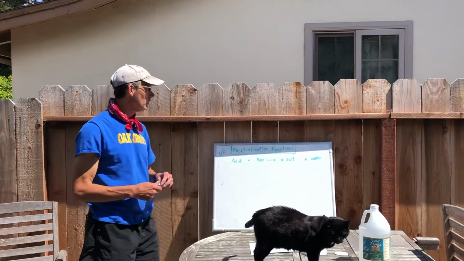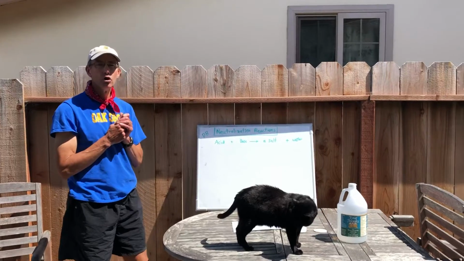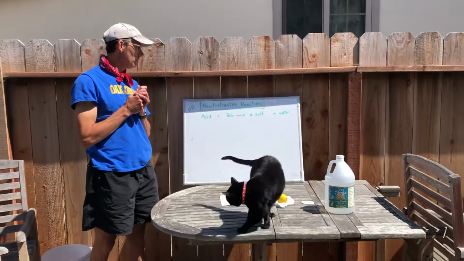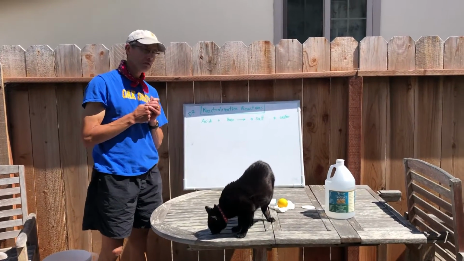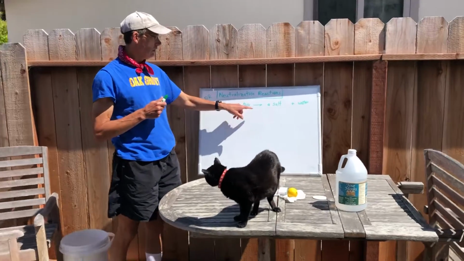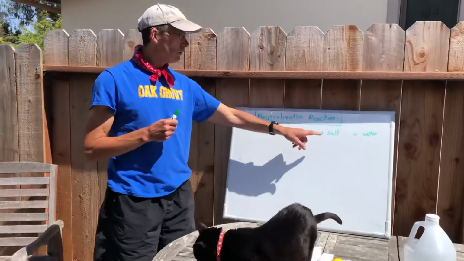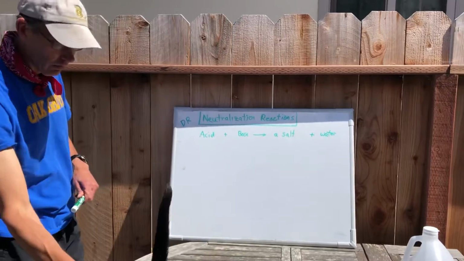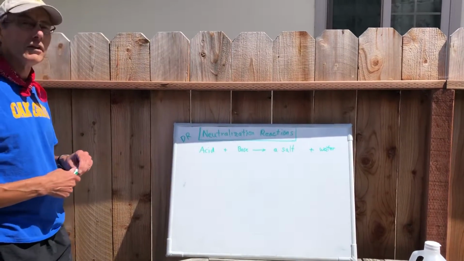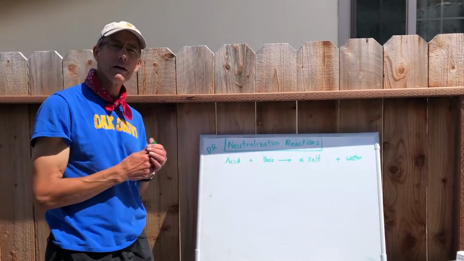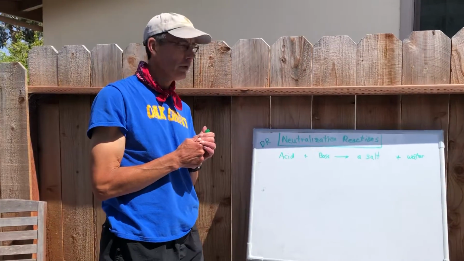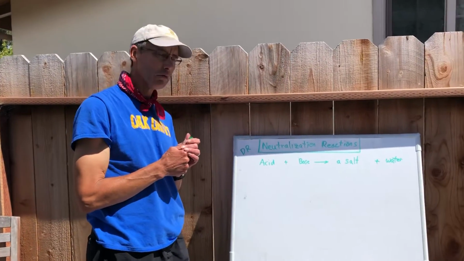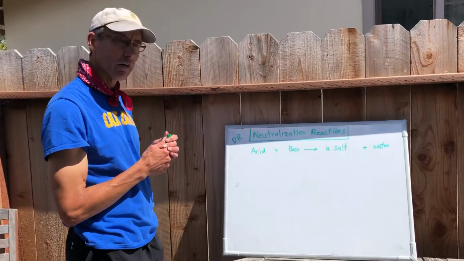Today we're going to continue talking about acids and bases. And what we're going to do is talk about something called neutralization reactions. That is when an acid combines with a base to form two things, a salt and water. If we go way back, it's an example of a double replacement reaction. And I'll show you how that works in just a minute.